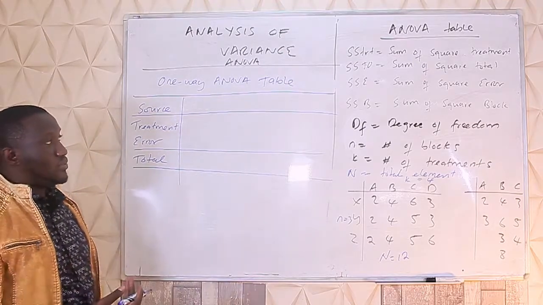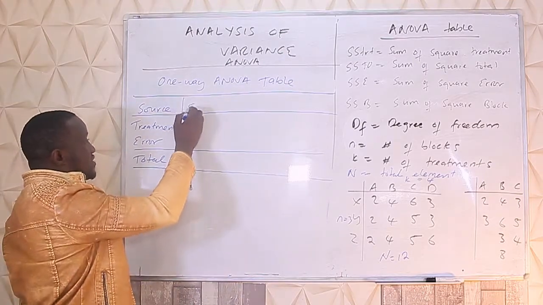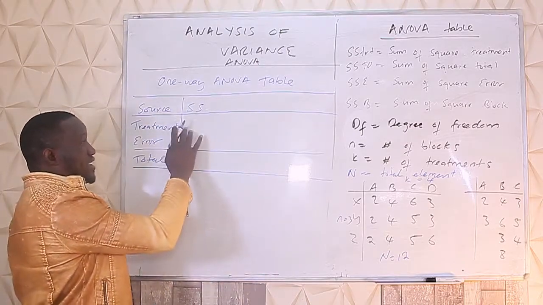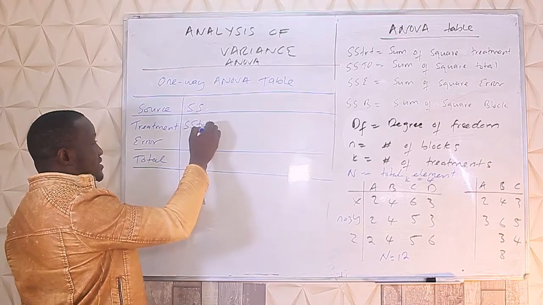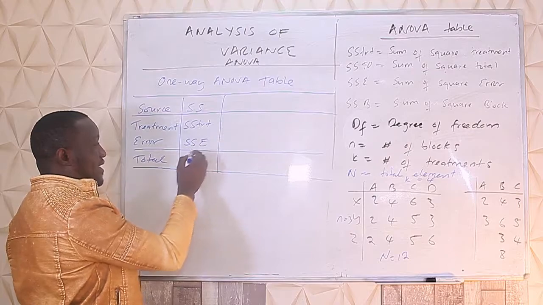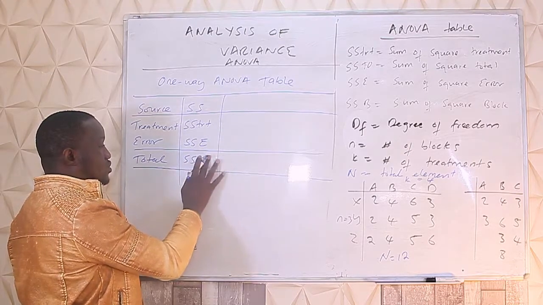So using the key that we're using there, SS stands for the sum of square. So the figure that will be here is called the sum of square treatment. And what we're going to have here is sum of square error, and this is called our sum of square total.